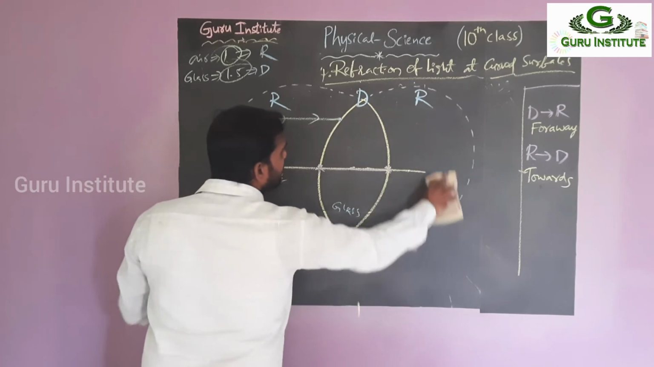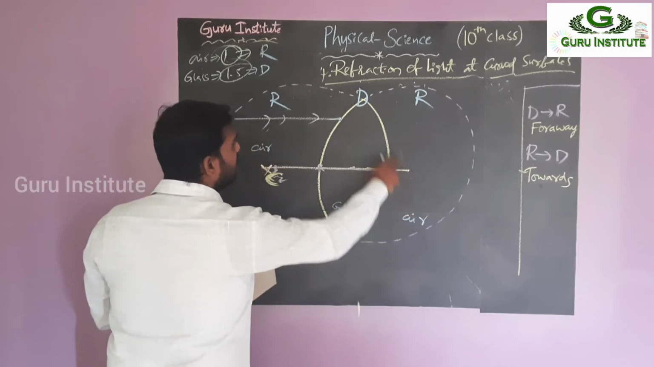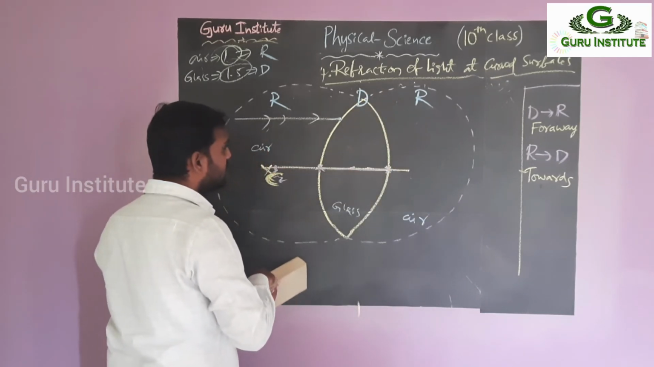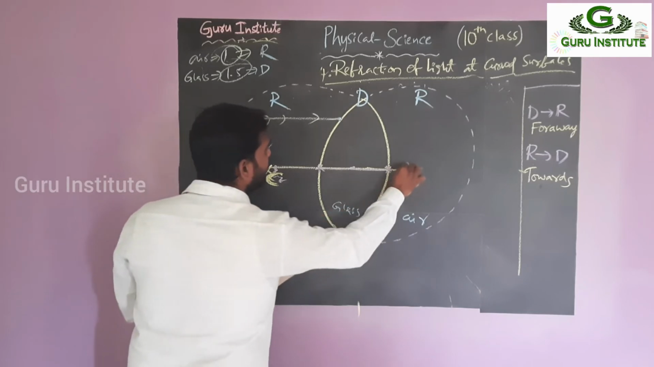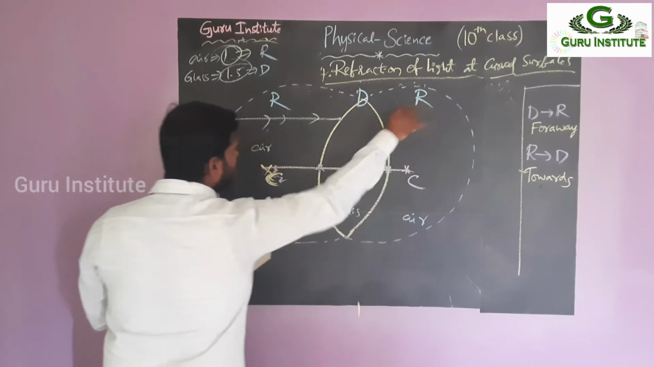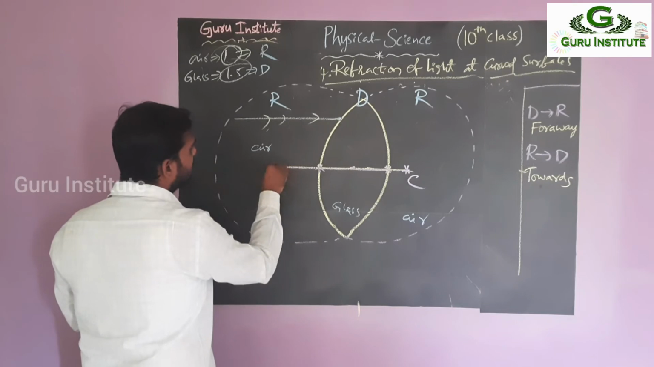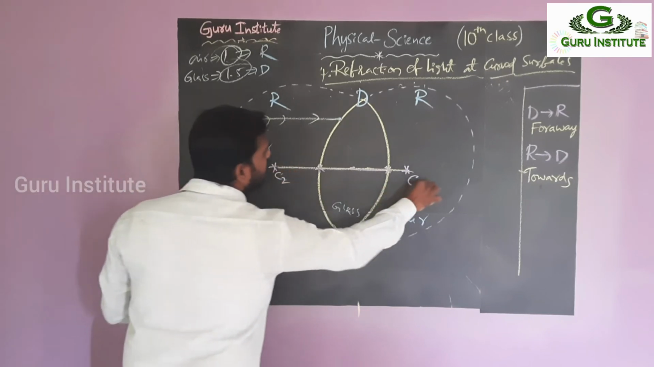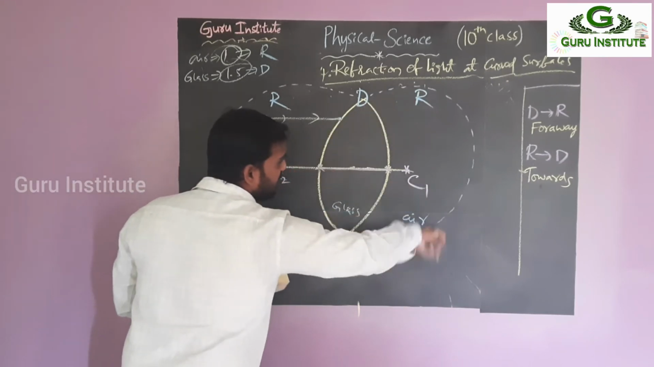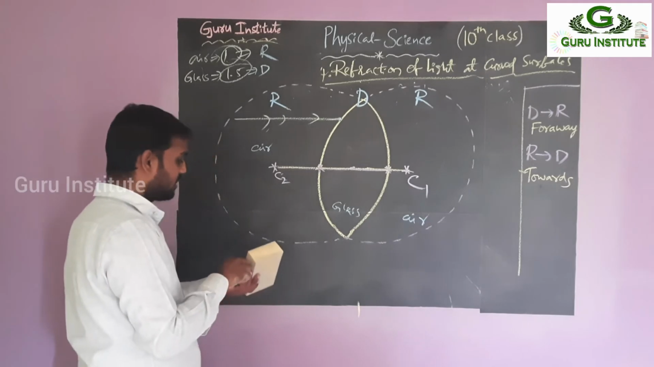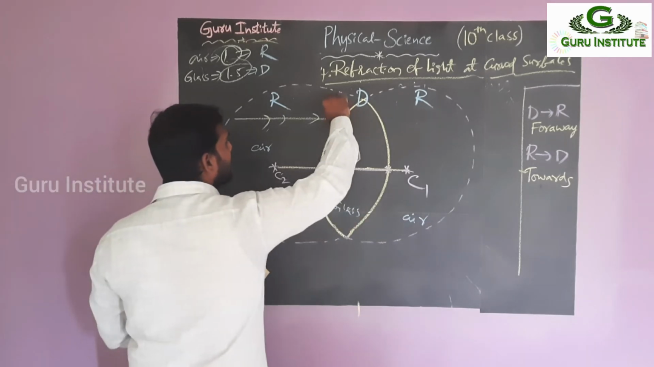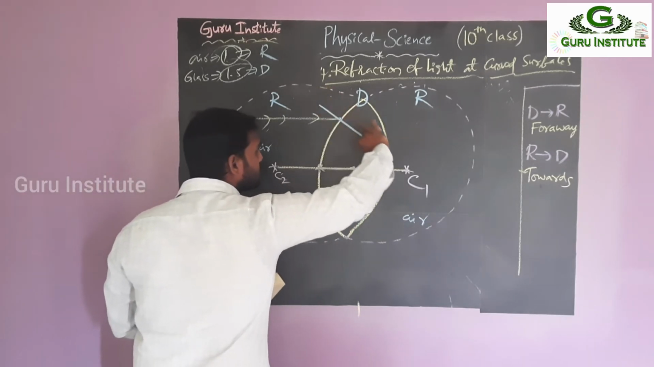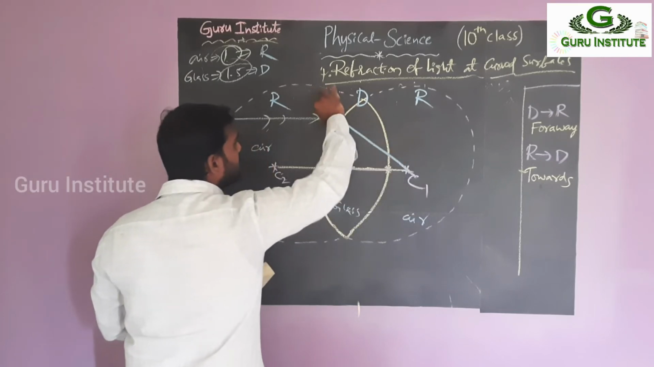Where is the normal? Here is the center of curvature, right? This is only for the first one. This is C for the first one, and this is C for the second one. Okay, right. C2, C1. For this surface, this is the center of curvature. Here only you have to draw the normal. I am taking the normal. Okay, this is the normal.